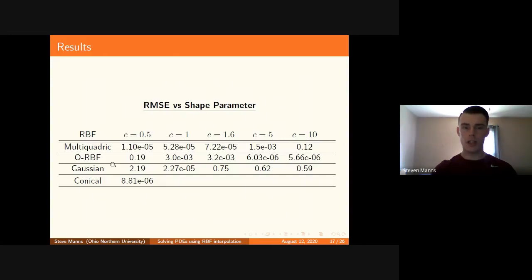More importantly, we see that each of the radial basis functions provides an accurate numerical solution for some choice of the shape parameter value. However, it is clear that the choice of this value is not trivial. Specifically, if you look at the Gaussian radial basis function, the solution is accurate when the shape parameter is 1, but if you increase or decrease this value, the accuracy of the solution deteriorates quite quickly.